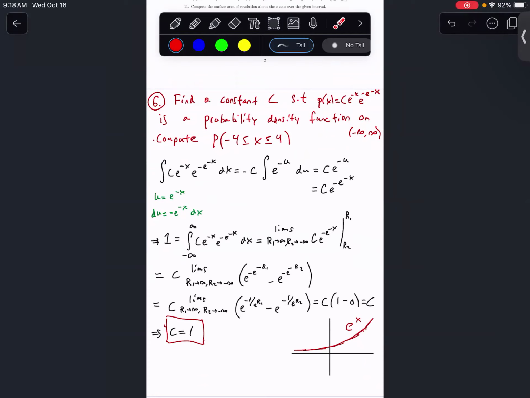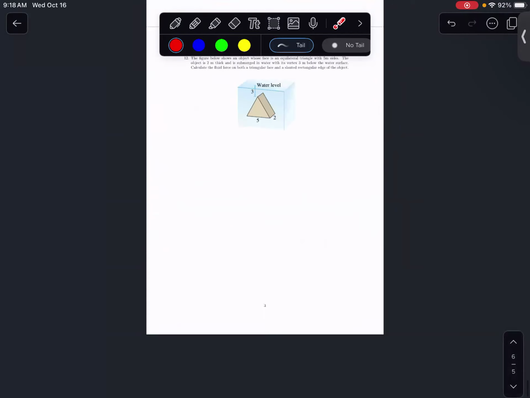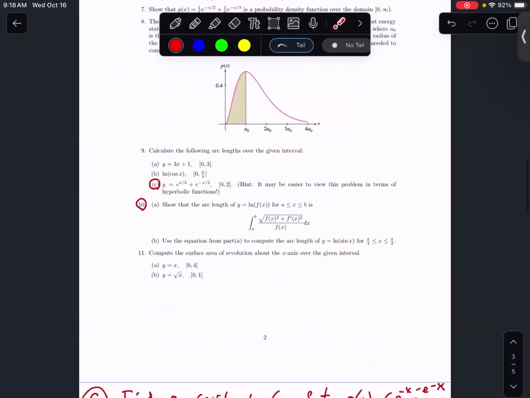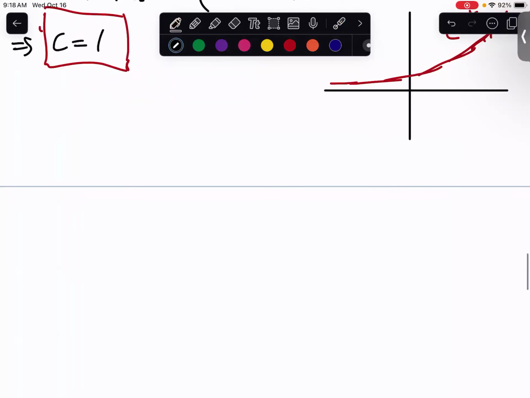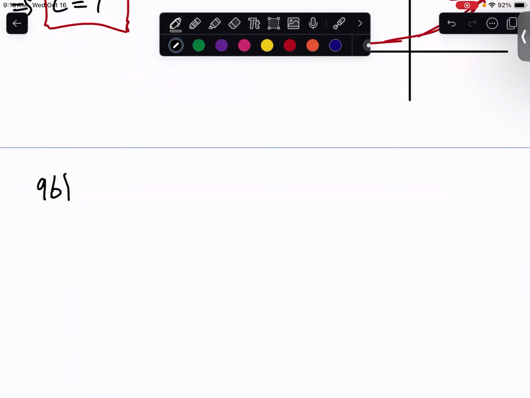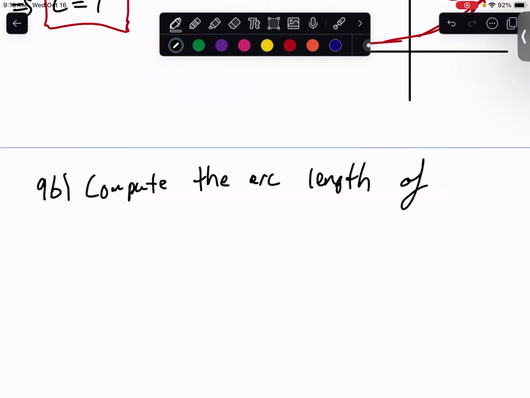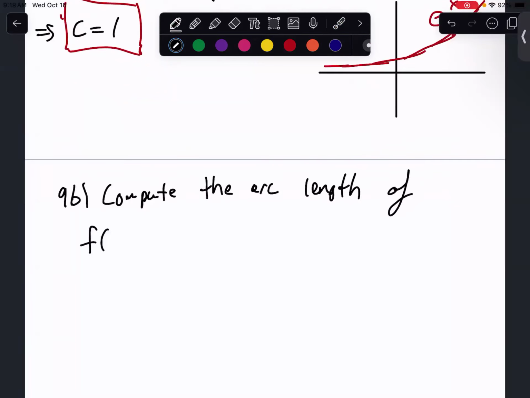Rita and then 9. Okay, yeah, we can do 9b. So I think 9b wants you to do an arc length. Yeah, write it down. So 9b wants you to compute the arc length of the following function. So we have f of x is equal to the natural log of cosine of x. And then we're integrating from 0 to pi over 4.